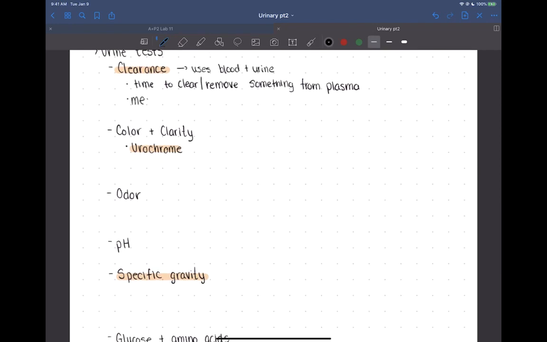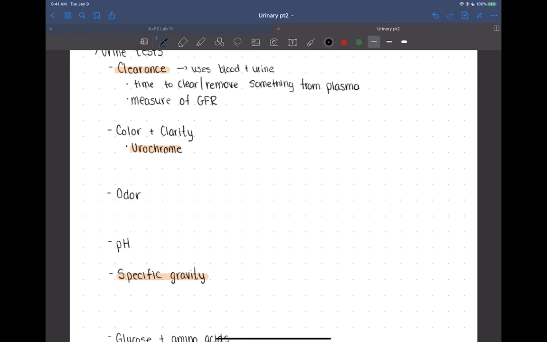We'll say it's a measure of glomerular filtration rate. Okay, so how long it takes something that's injected into the blood to end up in the urine. All right, so then also with urine, when you get a urine sample, you should first observe the color and the clarity, okay?